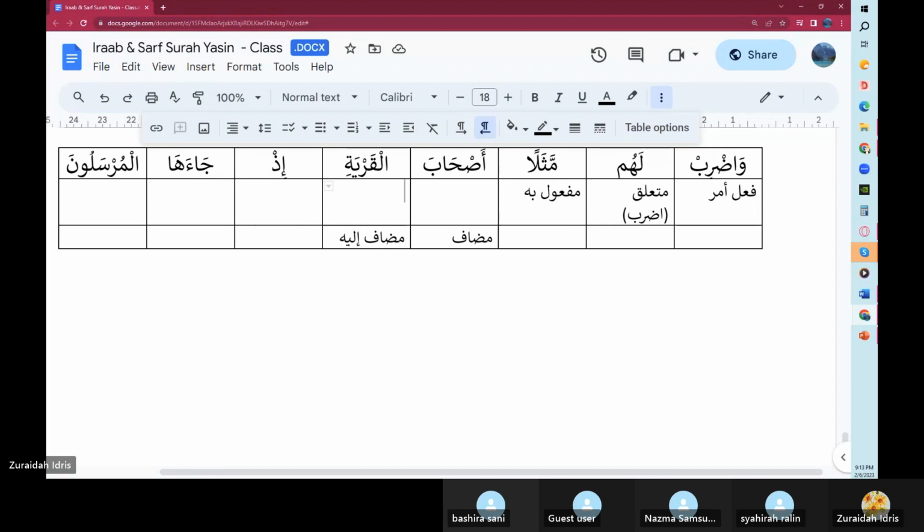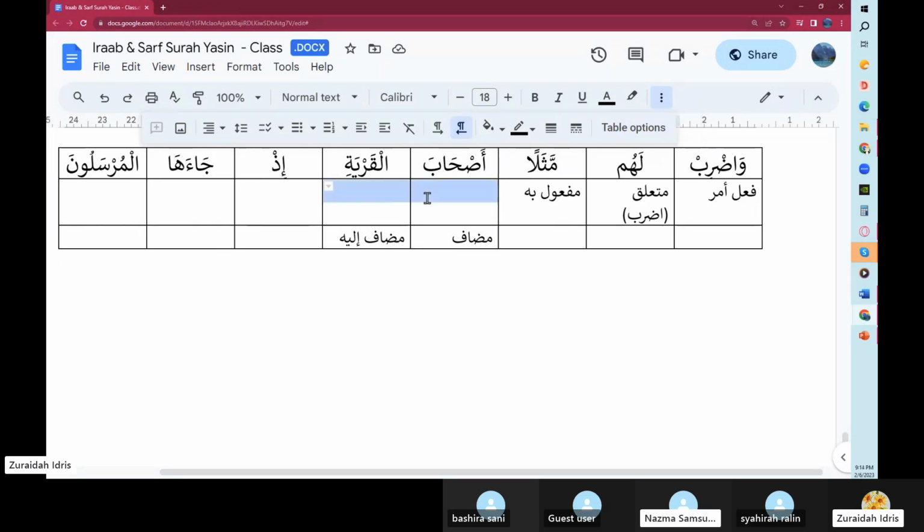Can I try? Yes, what is it? You can. Say that again. Second maf'ul bihi. Second maf'ul bihi. Okay, that's a good guess. Yeah, that's a good guess. But we won't call it second maf'ul bihi here. But yes, there is an option to call it a second maf'ul bihi. Yeah. Interesting. Okay, now that you have mentioned that, I will show you.